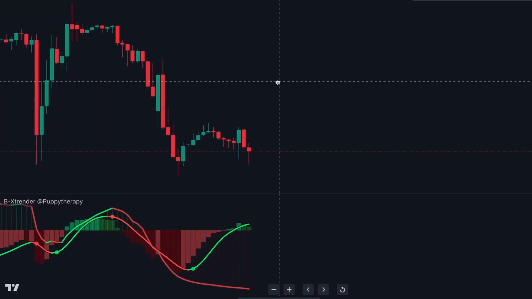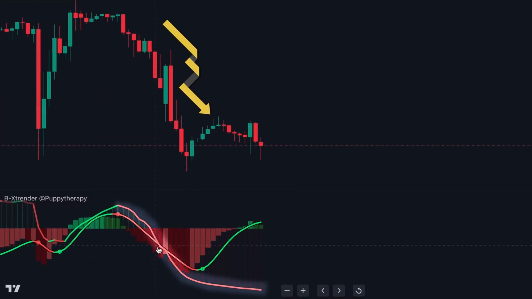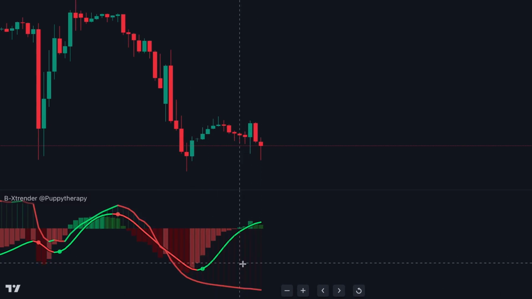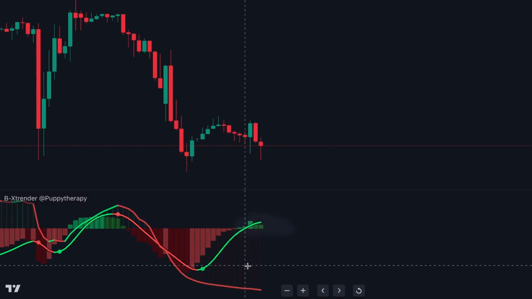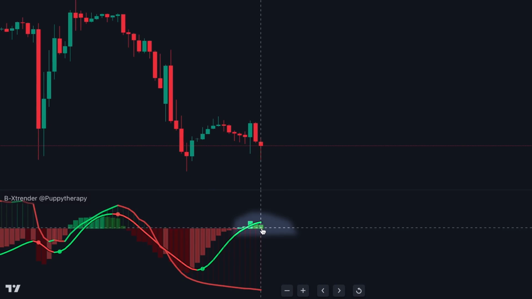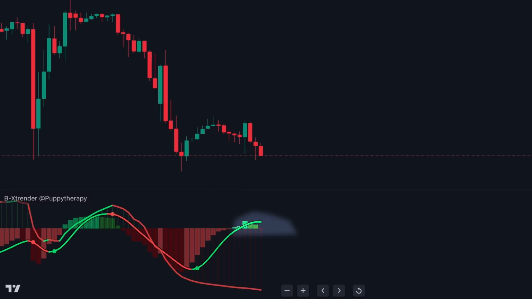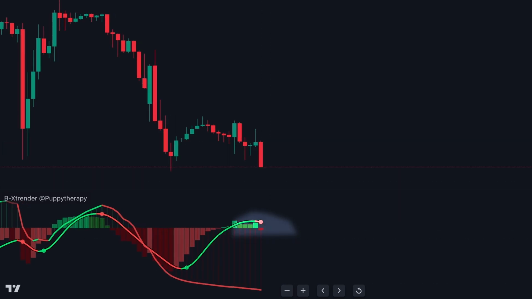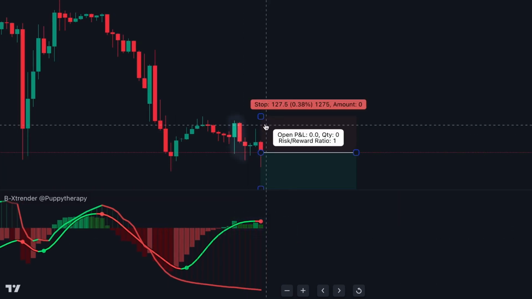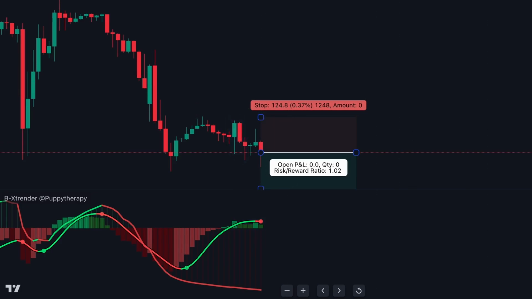For sell positions, we want the trend to be bearish, ignoring if the trend is in a retracement or not. Then we want to wait for the momentum to shift from strong bullish to weak bullish. Once this happens, we then wait for our trigger, which will be this red dot. Then we target a 1.5 risk to reward while keeping stops above the recent swing high.